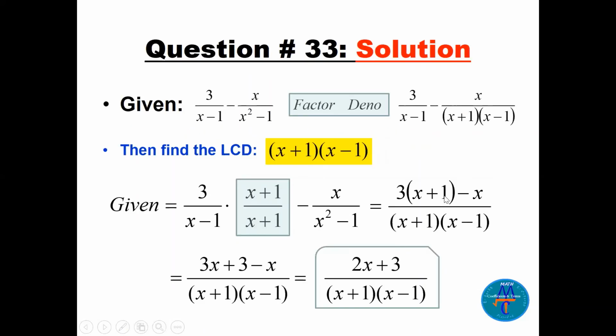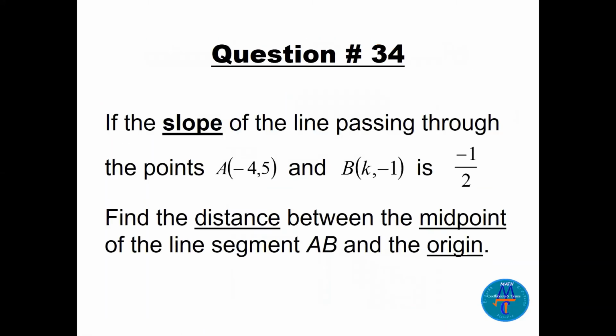So now 3x plus 3 minus x becomes 2x plus 3 over this. You have to leave the denominator. You have to leave all the fraction. That's the answer: 2x plus 3 over x plus 1, x minus 1. You cannot simplify it.